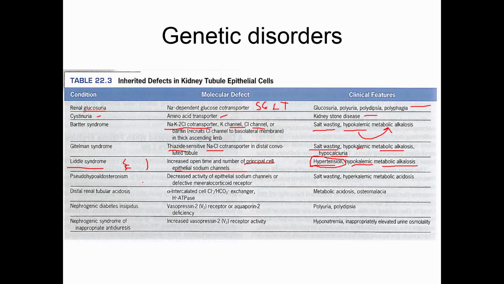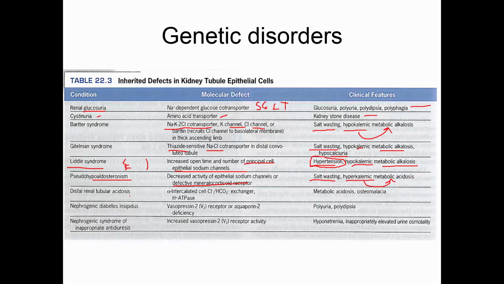Pseudohypoaldosteronism. So aldosterone is the hormone that works on those principal cells to help you reabsorb sodium and secrete potassium. If you have a condition where you're not responding to aldosterone because you have a defective receptor, then you will not be reabsorbing sodium. So you'll have salt wasting, possibly hypotension. You'll have hyperkalemia because you're not getting rid of potassium, and the potassium then has an effect on pH, which we will talk about at a later time.